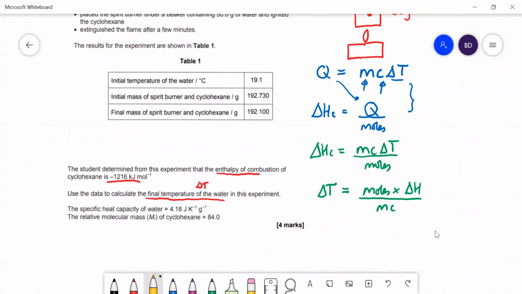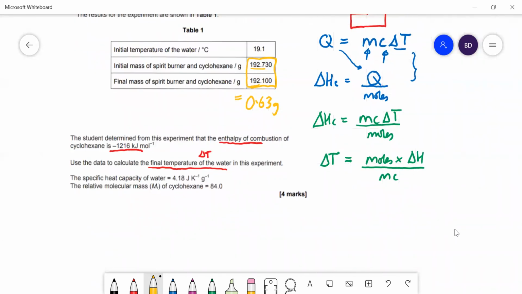Well, look, we can know the mass of cyclohexane here. So the mass of cyclohexane we're going to get by subtracting the final mass of the spirit burner from the initial mass. So the mass burnt there is 192.73 minus the other one, which gives us 0.63 grams. Okay, we burnt 0.63 grams of cyclohexane. But we need to work out the number of moles of cyclohexane, so let's do that.